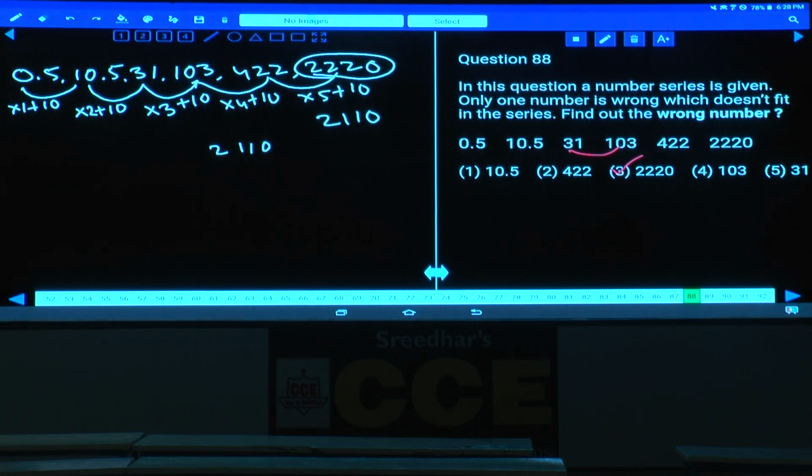Now, whether it is a wrong number series or a regular series, the first and foremost thing is where the logic is held. Tell me, where is it?